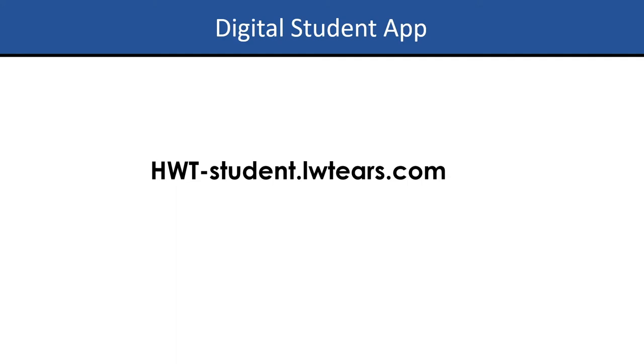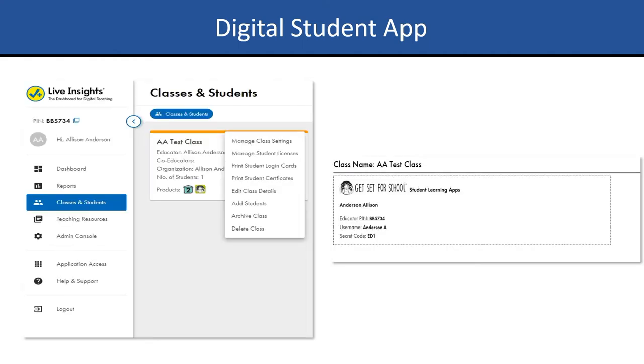Let's take a look at how students will log in to the digital app for the first time. If your school uses a platform like ClassLink, Clever, or Google SSO, students will log into that platform and click the Handwriting Without Tears digital student app icon to directly log in to the app. If your school does not use a host platform, students can log in to their digital student app by going to hwt-student.lwtears.com.